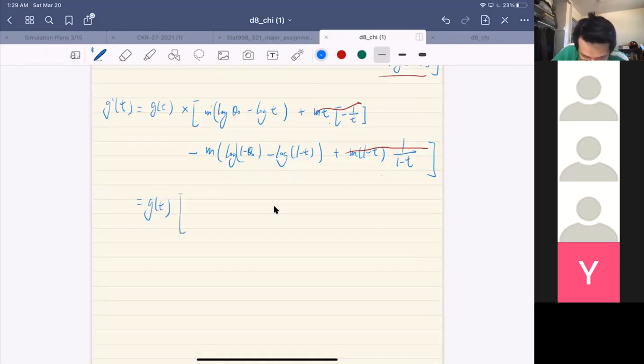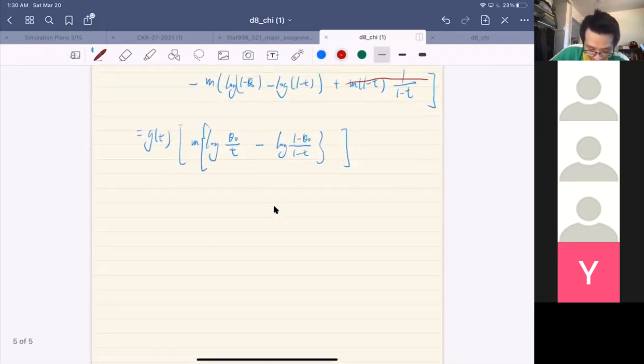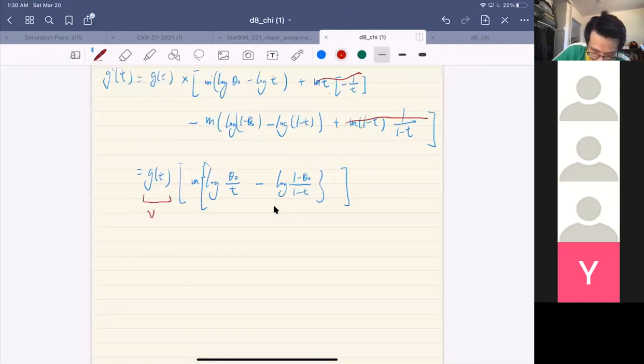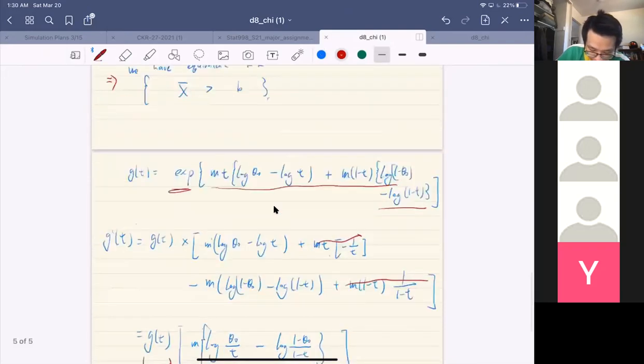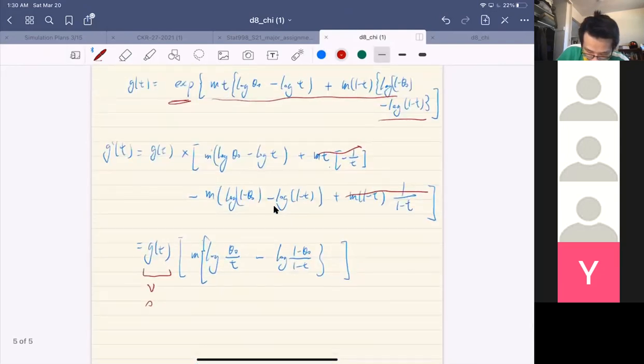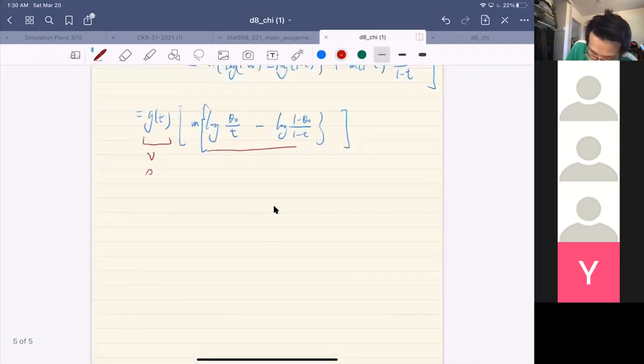Okay, so let's combine these terms. So it should be n, log theta nino divided by t, minus log 1 minus theta nino divided by 1 minus t. And g(t) is always positive because it's an exponential function. So what matters is this term.